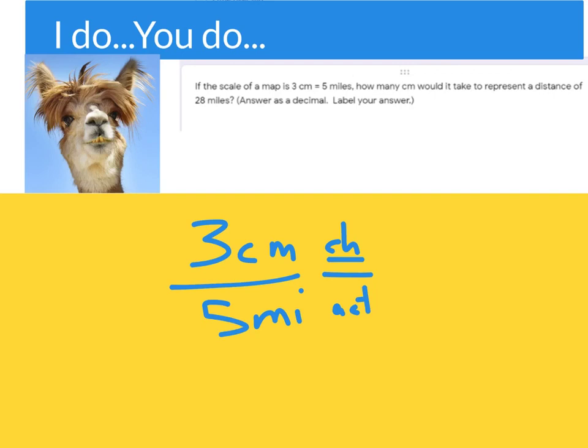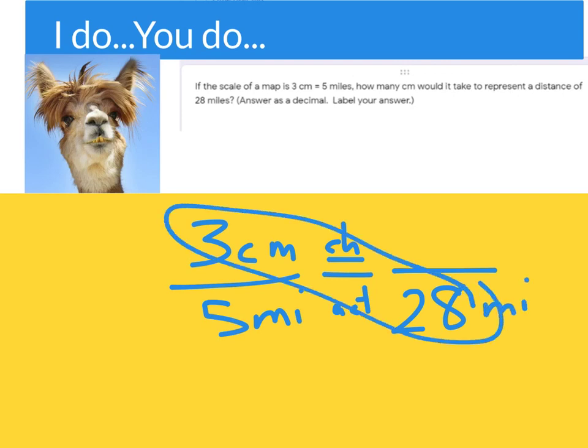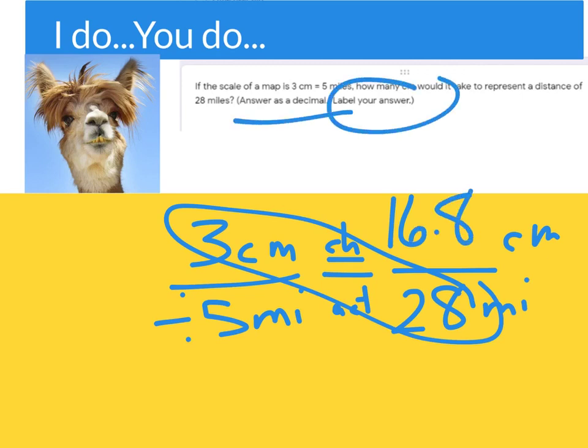It says, how many centimeters would it take to represent a distance of 28 miles? Well, if I've got this labeled properly, I know that 28 miles is on the bottom. It's the actual distance, and we're going to multiply and divide to change it into the number of centimeters that it will be on the map. When I do that, I get 16.8, and it says answer as a decimal and label your answer. So I need to not just have 16.8, but 16.8 centimeters, because it makes a difference. If you think you're at 16.8 miles, that'd be a big map. We have taken 28 miles and shrunk it down to 16.8 centimeters.